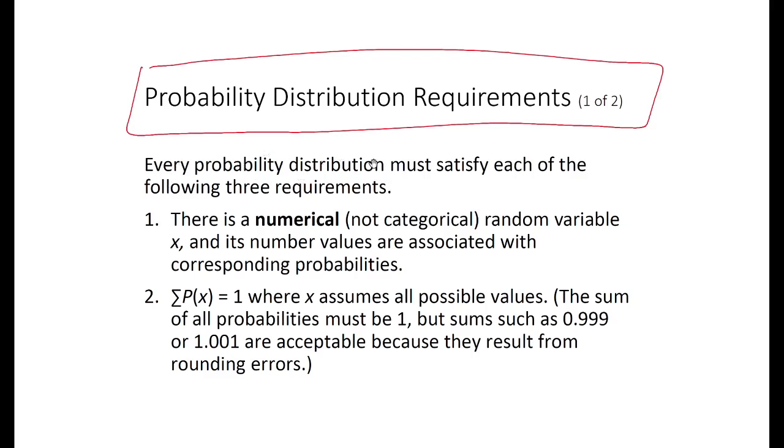Every probability distribution must satisfy each of the following three requirements. So one is, there is a numerical random variable x. Make sure that the random variable should be numerical, not categorical. To have a probability distribution, your random variable should be numerical, and its number values are associated with corresponding probabilities. That's the one requirement. When you add all the probabilities given for the random variable, it has to be 1, where x assumes all possible values.